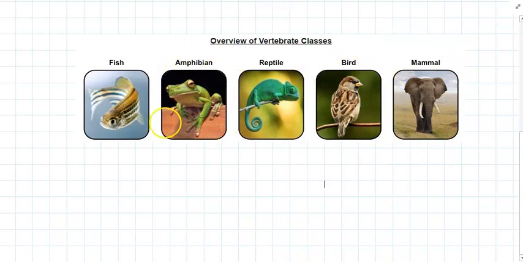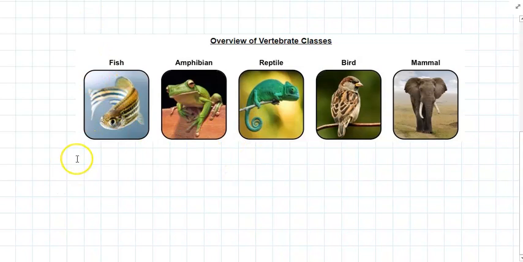And amphibians include things like frogs and other ones you might not have heard of, like salamanders as well, which we don't have in Australia. So these are the 5 different groups that we can classify vertebrates into. Any animal with a backbone will be classified into one of these 5 groups.